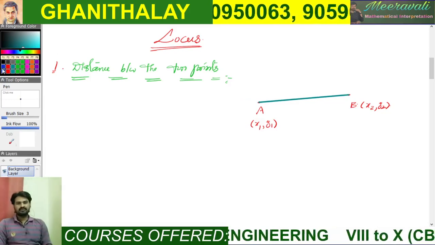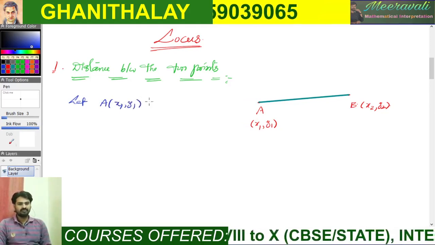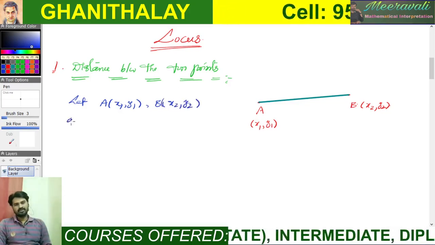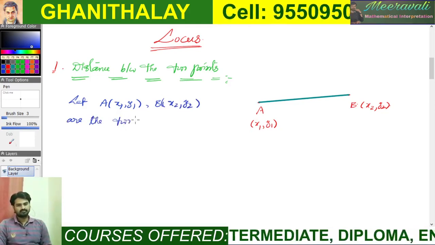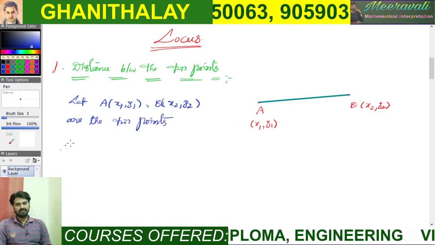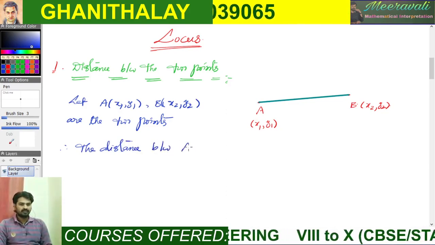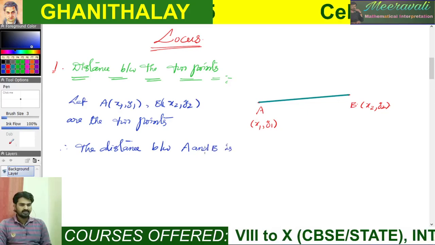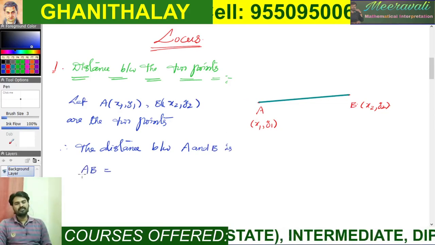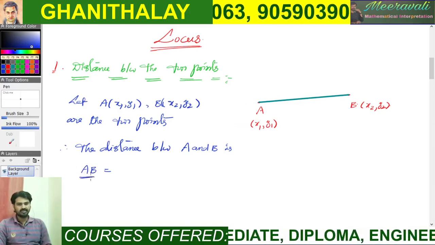So first, let capital A x1 comma y1 and B x2 comma y2 be the 2 points. The distance between the 2 points A and B is denoted by simply AB. If you write AB without using a comma between them, this represents the distance between A and B.